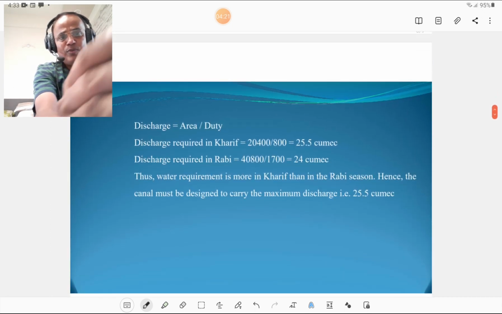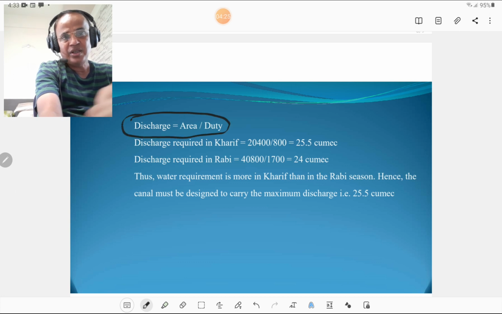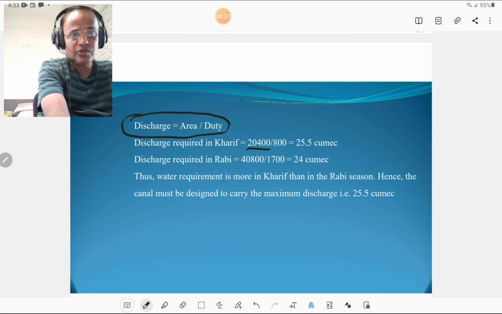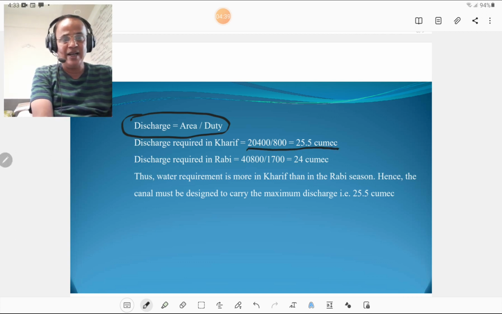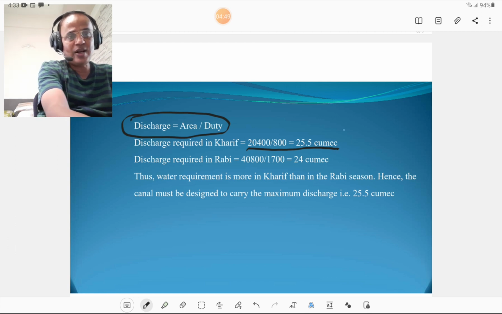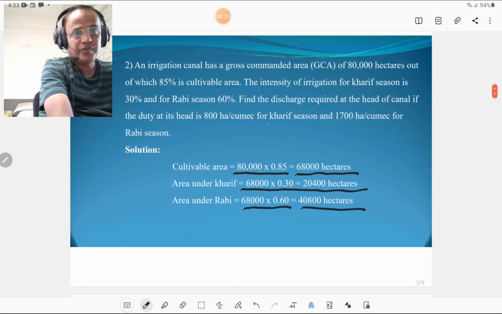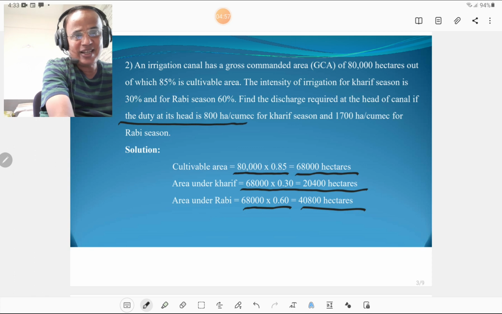Then discharge, you must remember this relationship: discharge into duty is equal to area, or discharge is equal to area divided by duty. So discharge required for Kharif: area for Kharif is 20,400 divided by duty. The duty for Kharif is given as 800 hectare per cumec. So discharge required is 25.5 cumec. For Rabi, the duty is given as 1700 hectare per cumec.